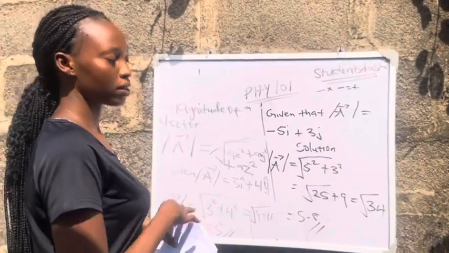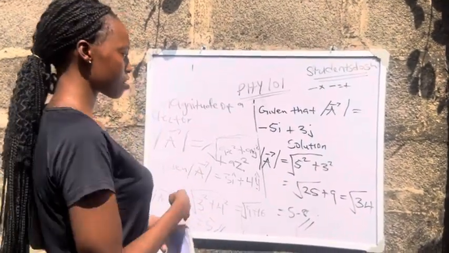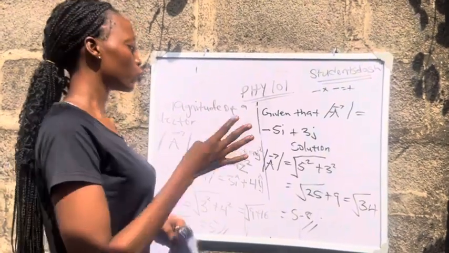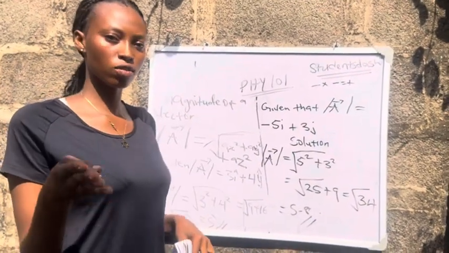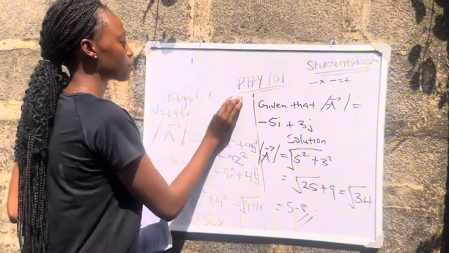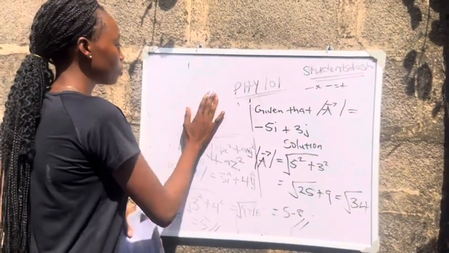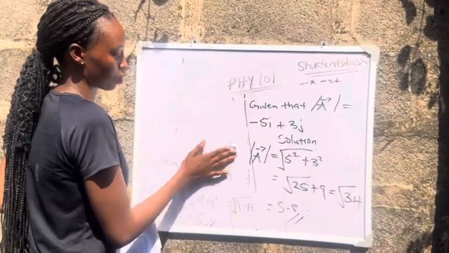So that is all about this magnitude of a vector. If you have any question or you don't understand it, you can watch it again or you drop your question under the comments. So let's proceed. Now we'll be looking at the unit of a vector.